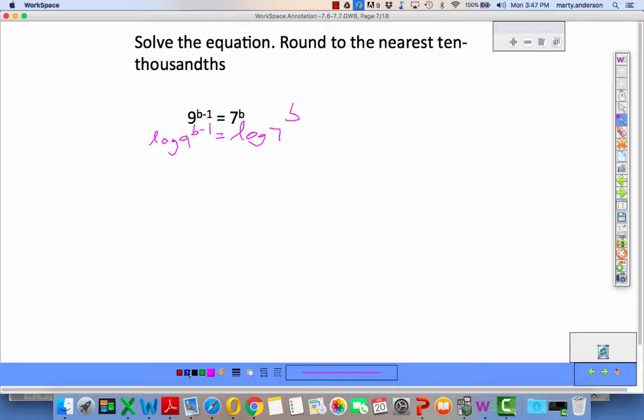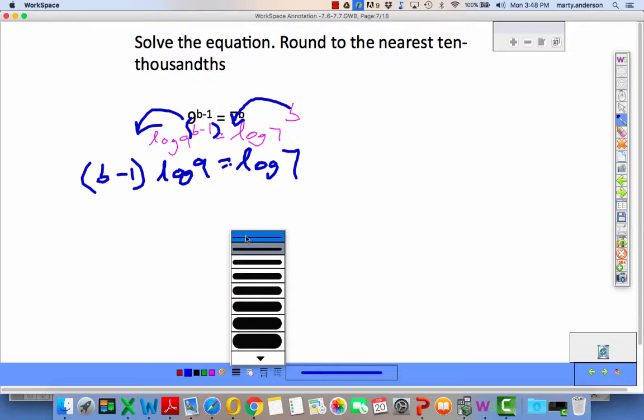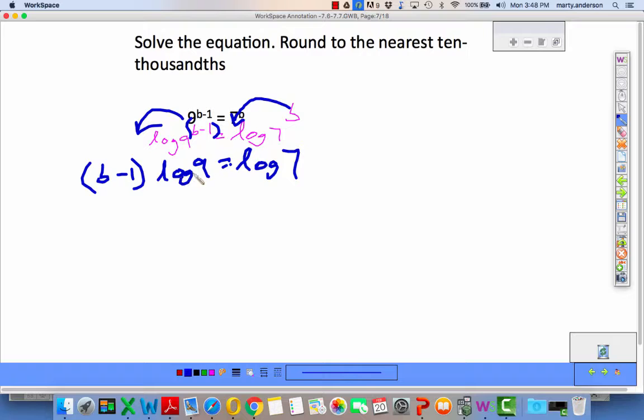I think that's probably hard to see, so I'm going to thicken this up. Okay, the power rule says swing this out front, swing this out front. I get b minus 1 times log of 9 equals b times log of 7. Now, this is just a number, and this is just a number. So what I need to do is get the b's together on the same side so that I can factor them out. I currently have 2 of them. I'm going to distribute the log 9.